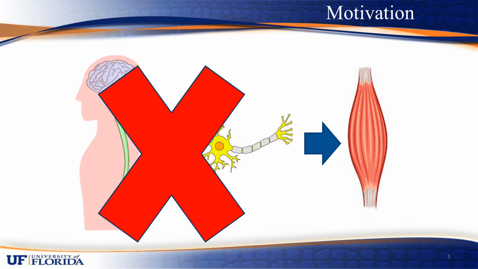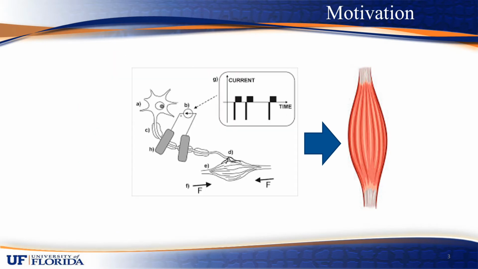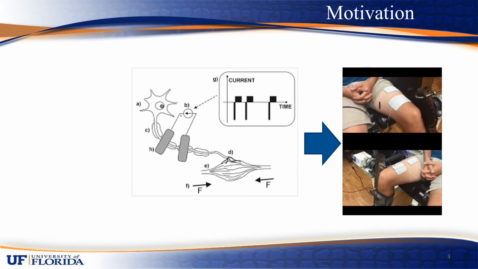To combat these disorders, a muscle can be artificially contracted with functional electrical stimulation, or FES. FES uses an electrical current that is applied either internally or externally to replace the initiation of an action potential to perform a functional task.